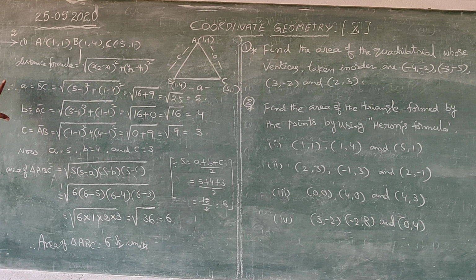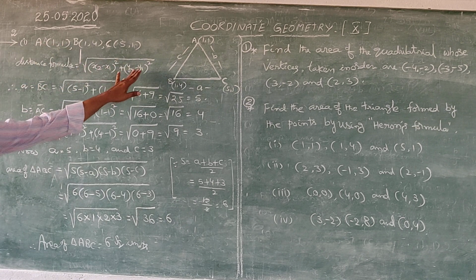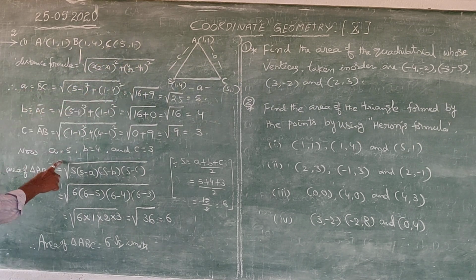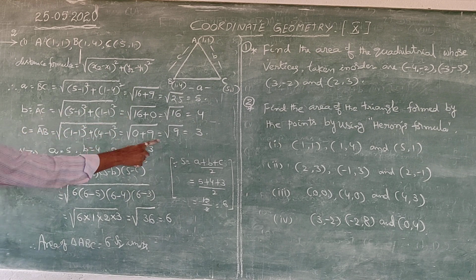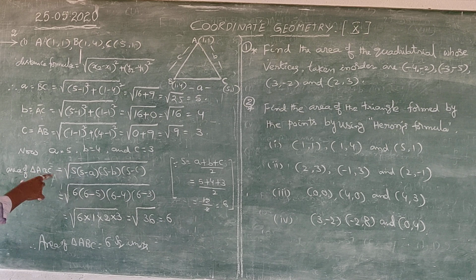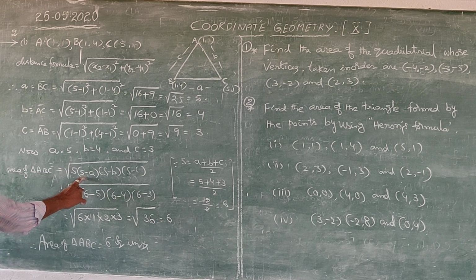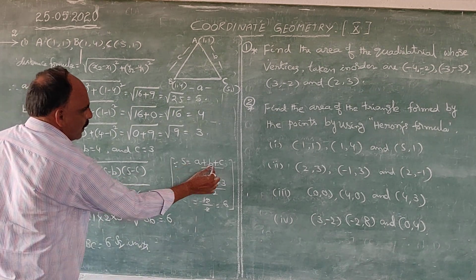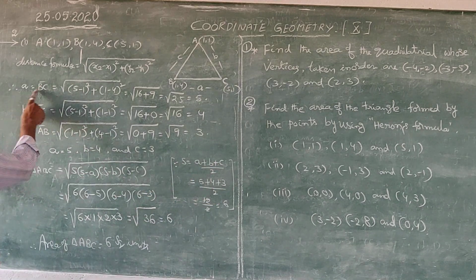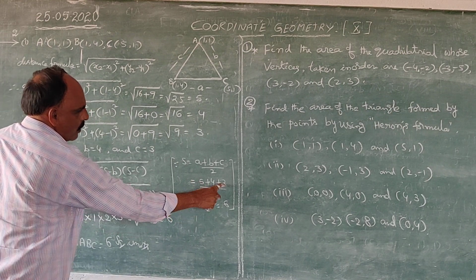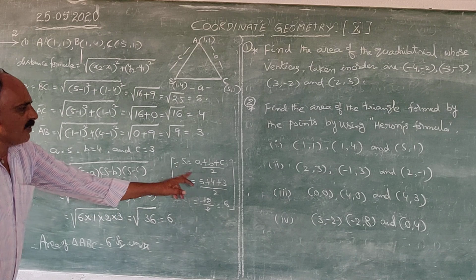These lengths are taken using the distance formula, the square root of (x2 minus x1) whole square plus (y2 minus y1) whole square. And now a is equal to 5, b is equal to 4 and c is equal to 3. For the area of triangle ABC using Heron's formula, square root of s into (s minus a) into (s minus b) into (s minus c). Now s is equal to (a plus b plus c) by 2. Then a is 5, b is 4 and c is 3. 5 plus 4 plus 3 by 2, so totally 12 by 2 is equal to 6. So the s value is 6.